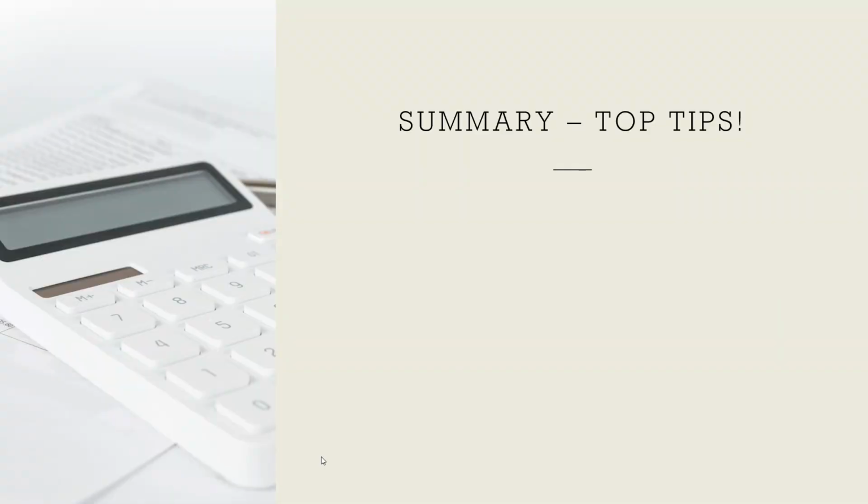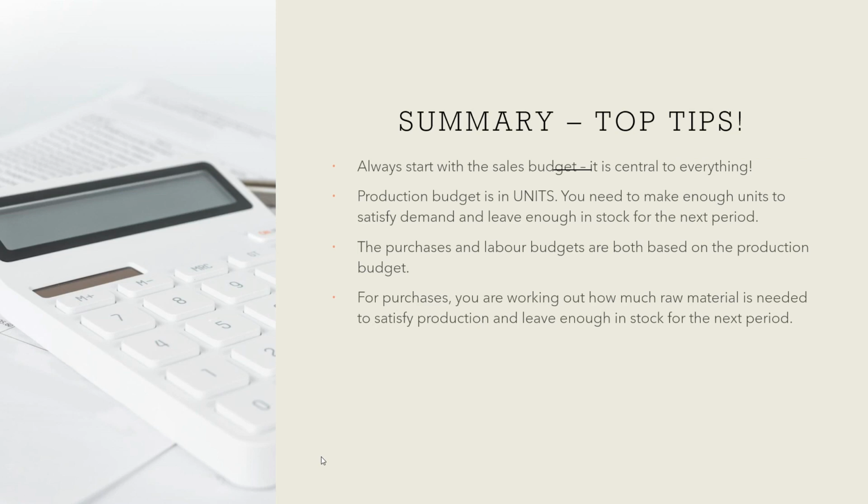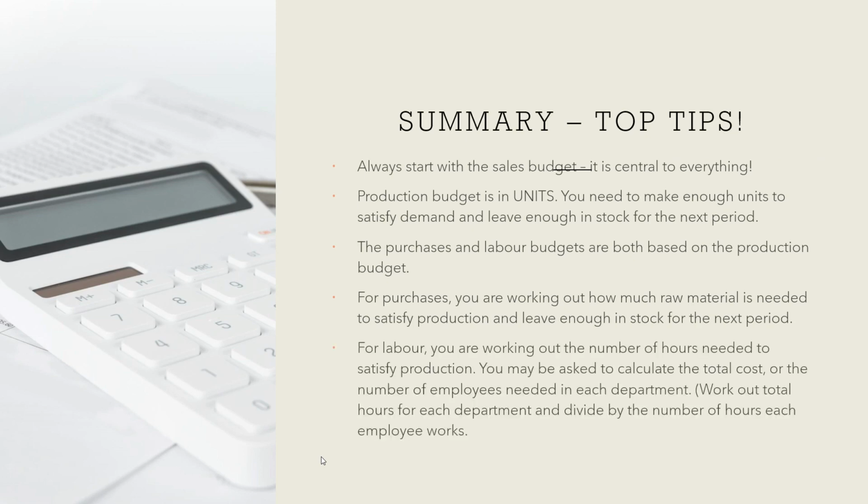Okay, so summary then. These are my top tips for these budgets. Always start with the sales budget. It is central to everything. Remember that the production budget is in units, and you need to make enough units to satisfy demand and leave enough in stock for the next period. The purchases and labour budgets are both based on the production budget. For purchases, you're working out how much raw material is needed to satisfy production and to leave enough in stock for the next period. And for labour, you're working out the number of hours needed to satisfy production, and you may be asked to calculate the total cost or the number of employees needed in each department. So work out the total hours for each department and divide by the number of hours each employee works.